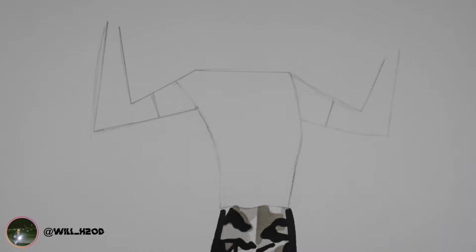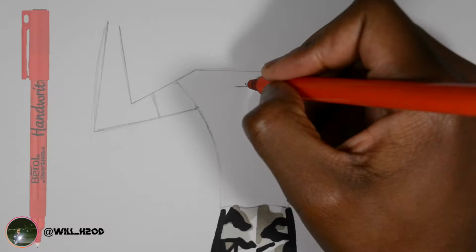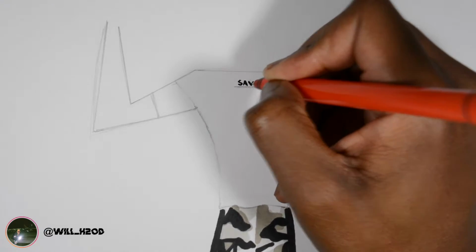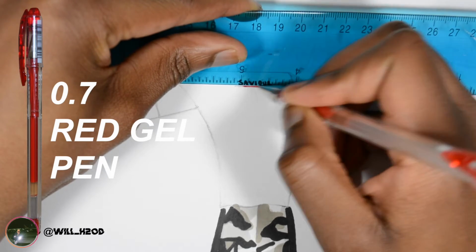So for my character, I've drawn a shirt. I'm putting in some guidelines for the logo so it sits in the center in the right place. Obviously you can draw whatever you like: jacket, hoodie, winter coat, whatever you think you want to draw.